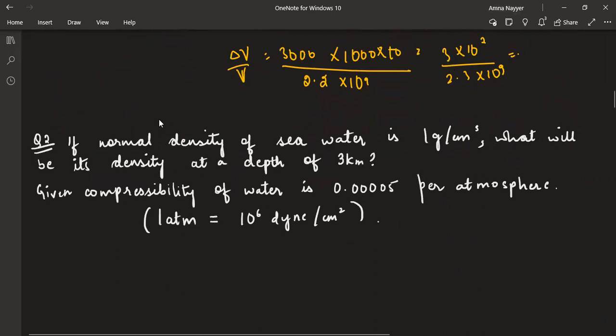This says that if the normal density of seawater is 1 gram per centimeter cube, what will be its density at a depth of 3 kilometers? Compressibility is given to you, 0.00005 per atmosphere. So if you want, you can convert it also. See, then we'll discuss it.